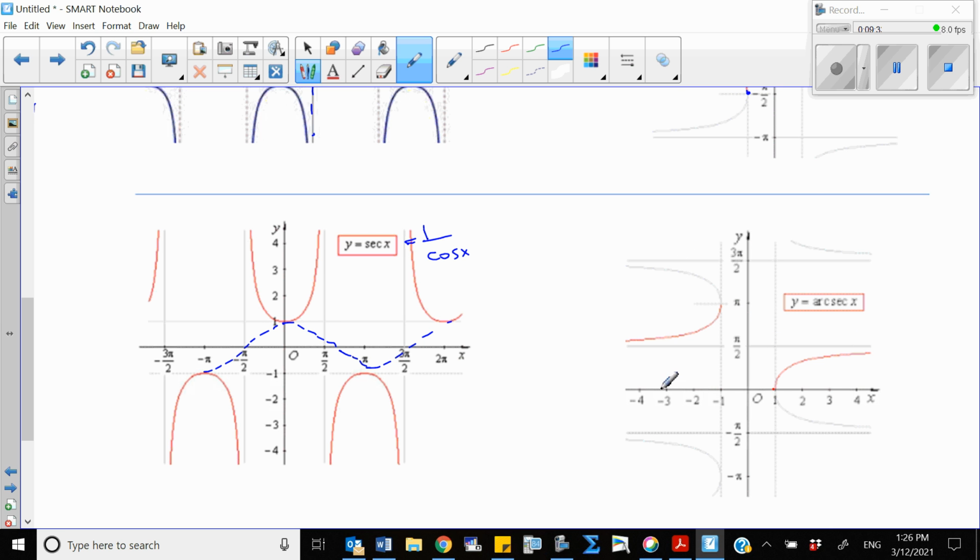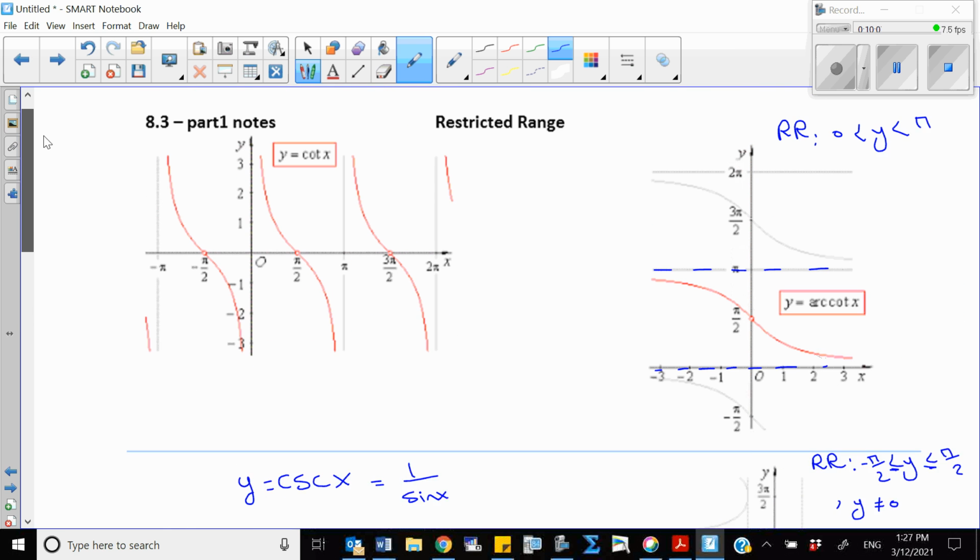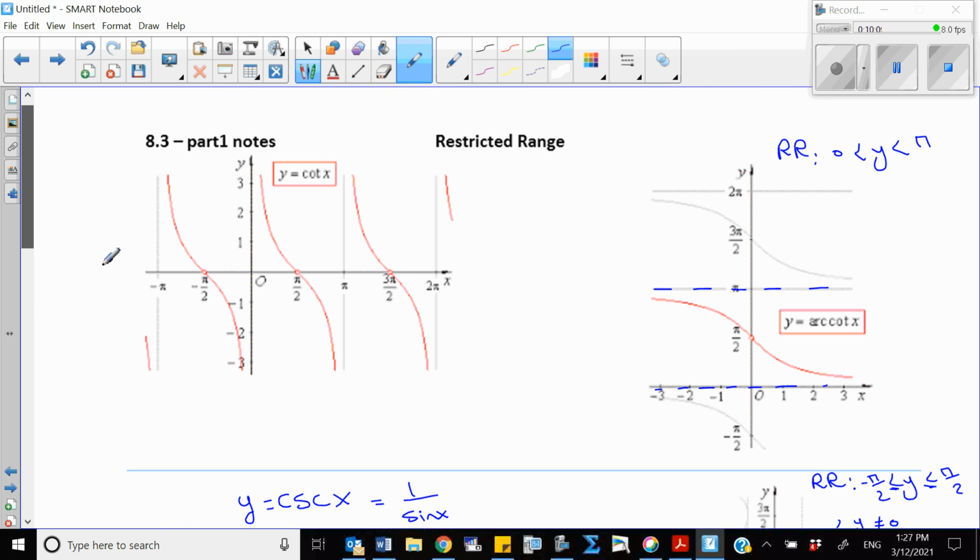Now, in order to make this a function, I restrict the range in this way. Say all the y values which are between 0 and pi. The 0 and pi are included, so I put equal sign, but I need to add another condition here. The y should not be equal to pi over 2 because we have an asymptote here. Y should not be equal to pi over 2.